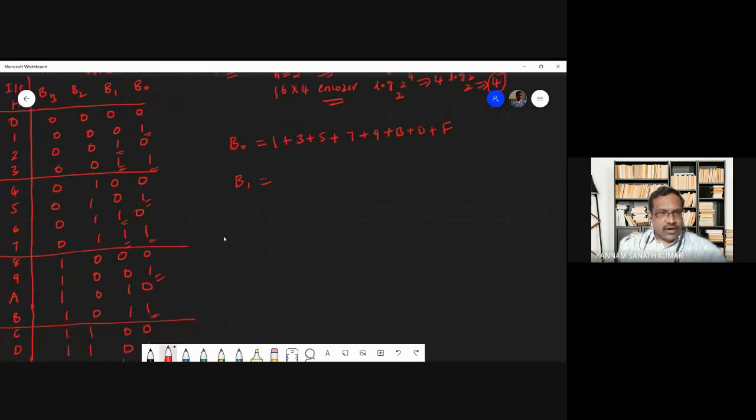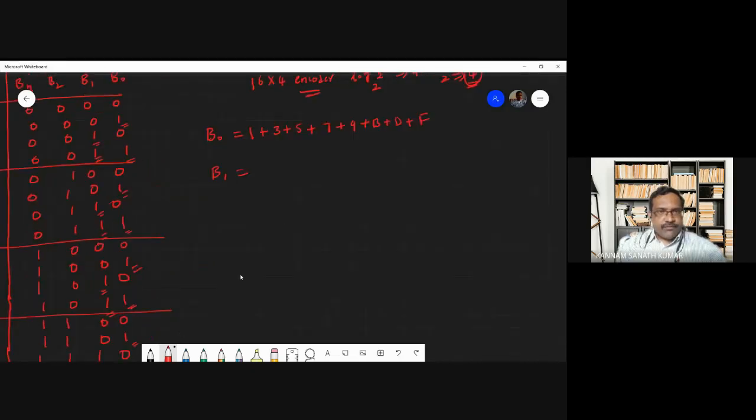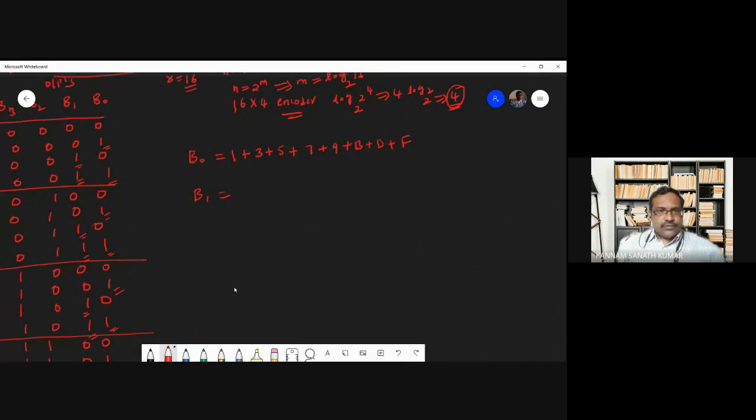Okay, and next B1. So let us consider B1: 2 OR 3 OR 6 OR 7. So yeah, you need to observe the truth table. So A OR B, wherever you have one, you have to write. So 2 OR 3 OR 6 OR 7 OR A OR B OR E OR F.